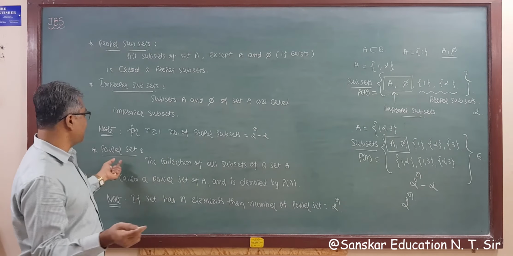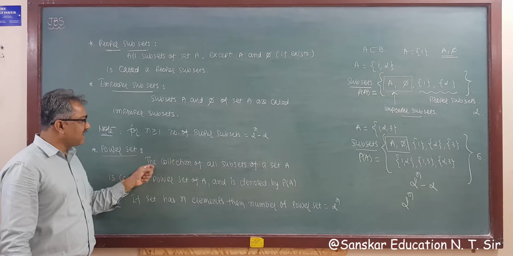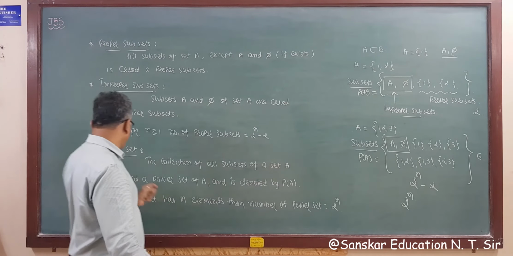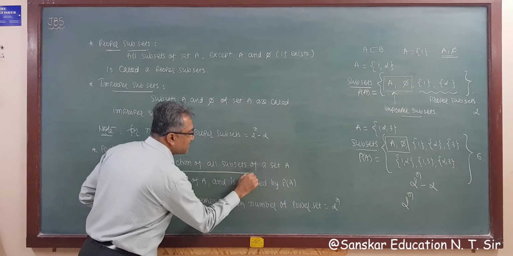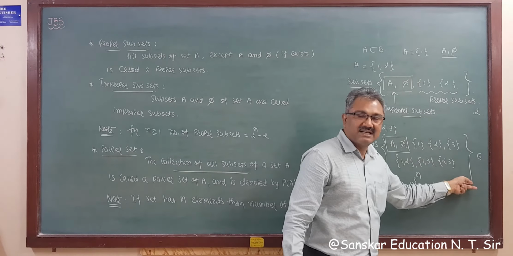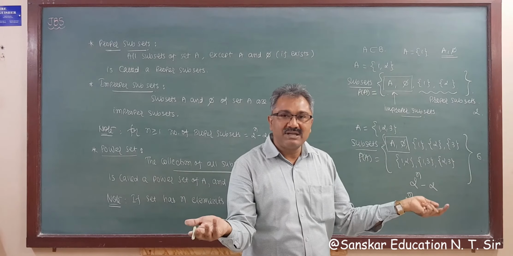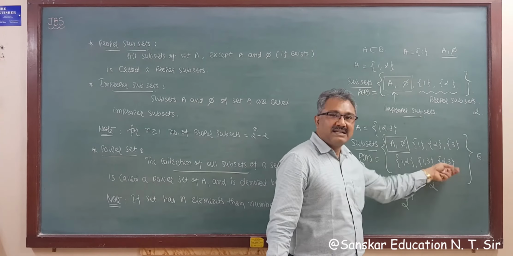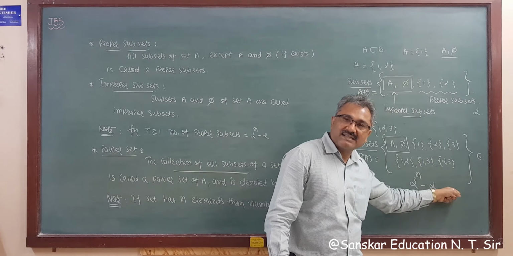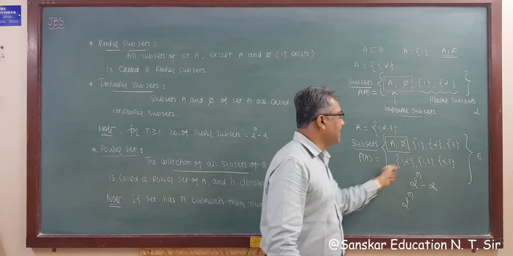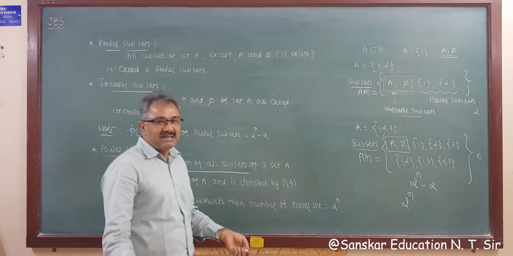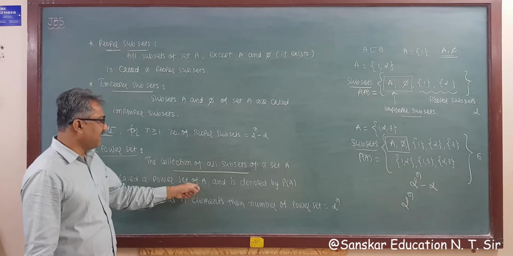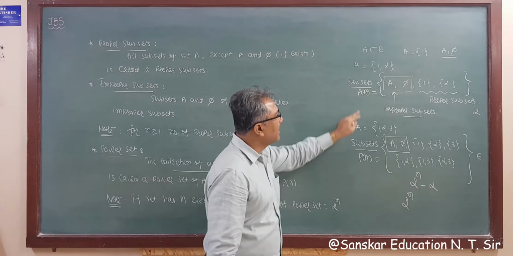So see the definition here. Now it's clear. The power set of a set A is the collection of all subsets of A. And any well-defined collection is said to be a set, right? So we have to put it in set brackets. So the collection of all subsets is called a power set, right? It means you have to write all subsets in curly brackets, and it is denoted by P(A), right?